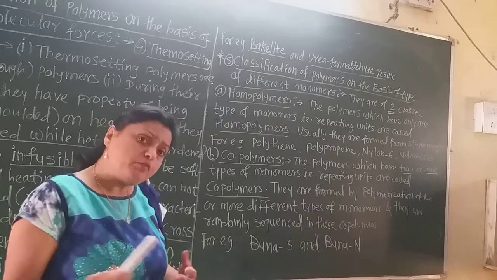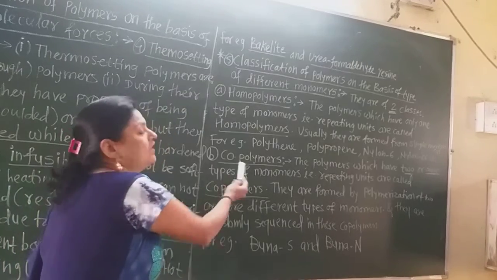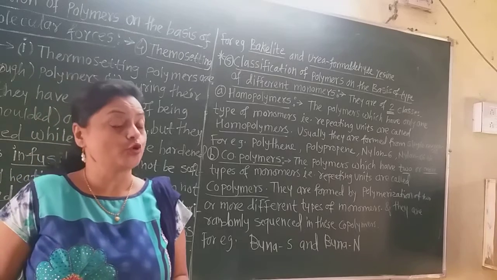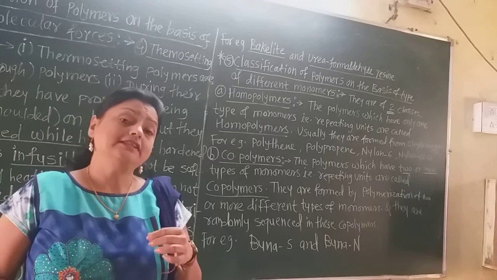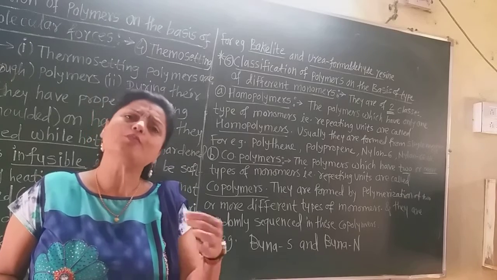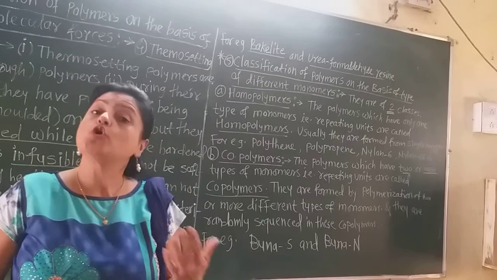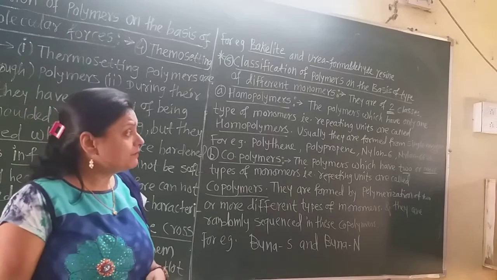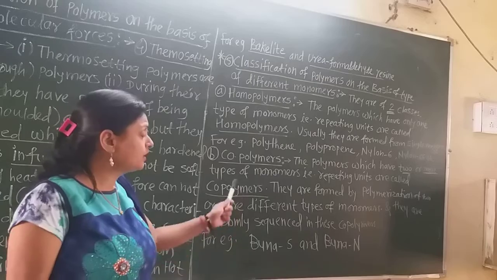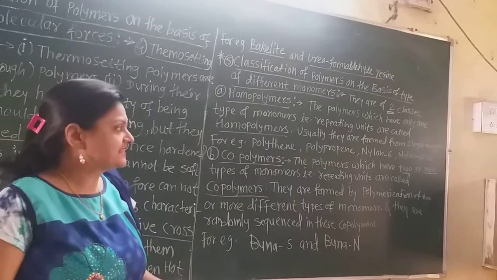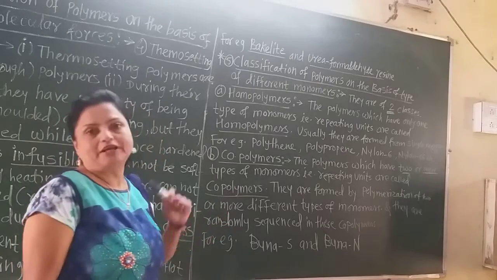Now the other type is the copolymers, the second type based on the type of monomers. As the name suggests, they are copolymers. That means two or more different monomers may be present in these copolymers. The polymers which have two or more types of monomers, that is repeating units, are called copolymers.